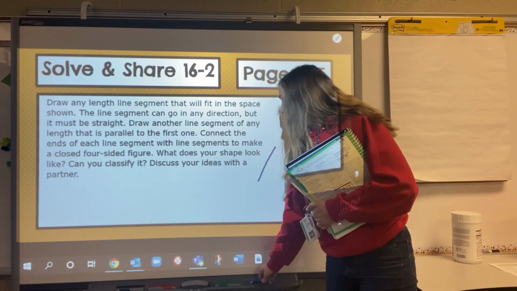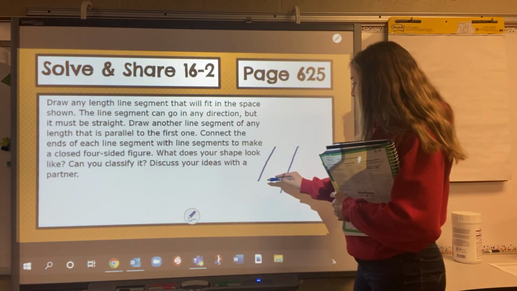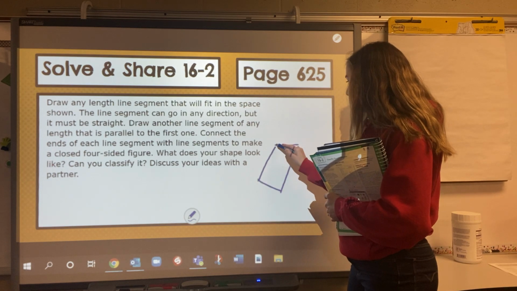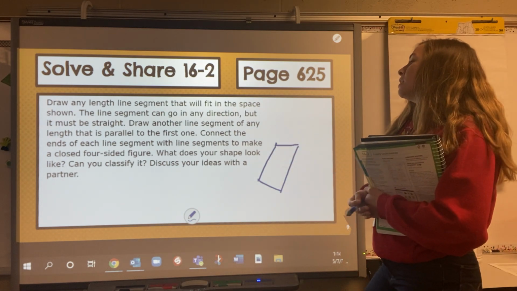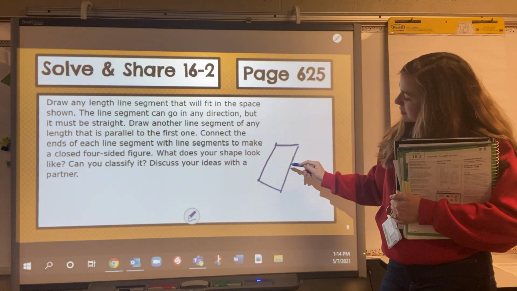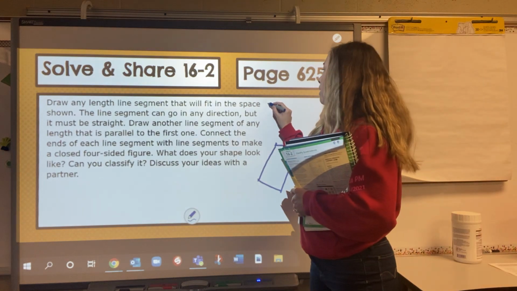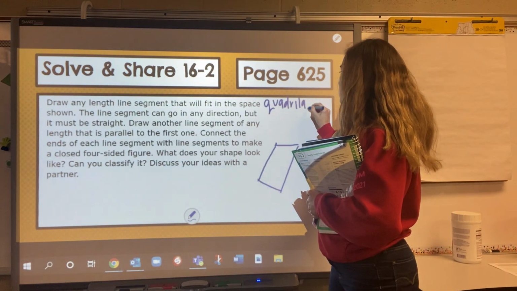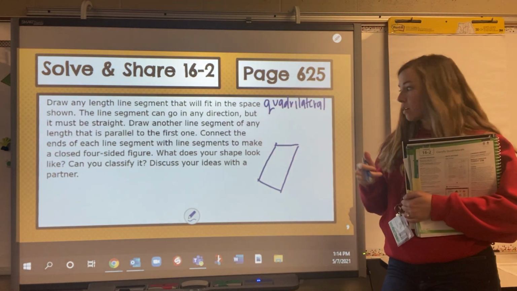Alrighty, well, if I'm going to take that line and I'm going to make a line parallel to it, it'd be like that. And then I'm going to connect it with two other lines to put it together. So what does this shape look like? Well, to me, if I have one set of parallel sides, these two sides aren't parallel because I made this one longer. So I know it's a quadrilateral because it's a closed four-sided figure.